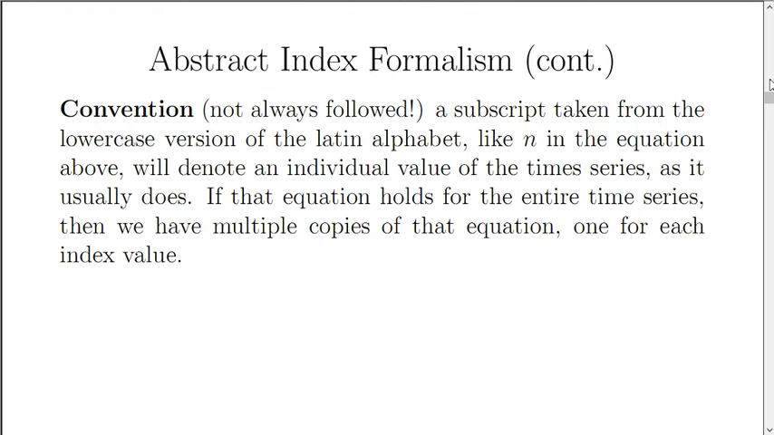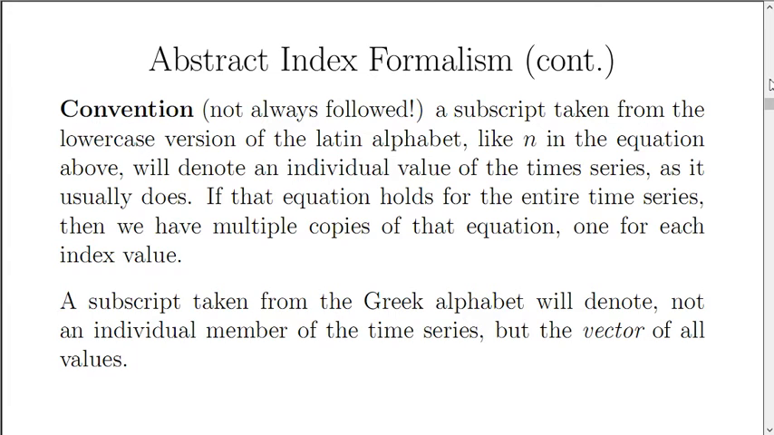The convention is this. When I write a subscript that is a lowercase version of the Latin alphabet, like the n in the previous equation, that will indicate what it always indicates. It's an individual value of a time series, as it usually indicates that. So x sub n means the nth component of x. We may not know what n is, but it is a single number. If that equation holds true for an entire time series, what that means is that we have multiple copies of that equation, one for each index value.